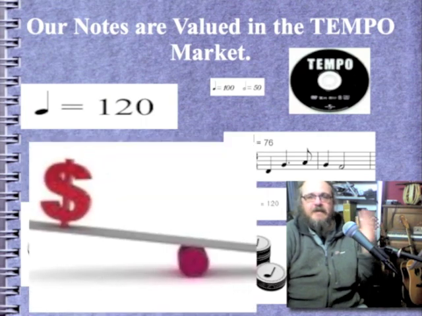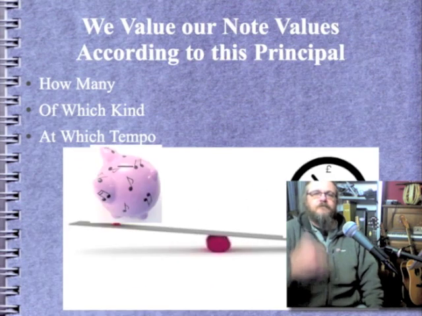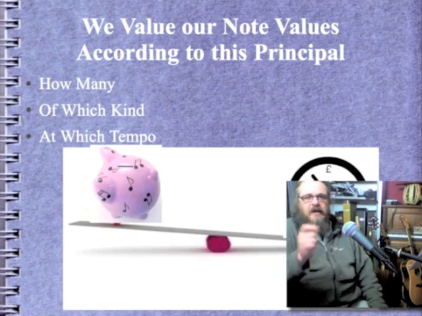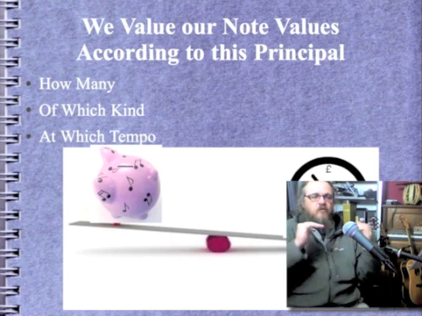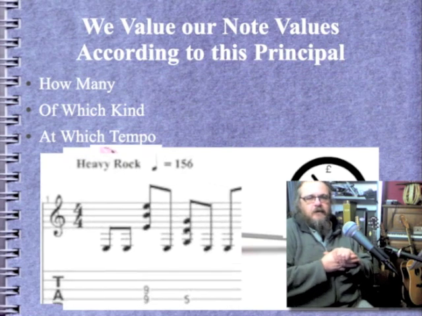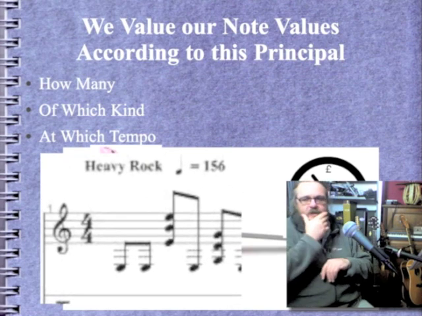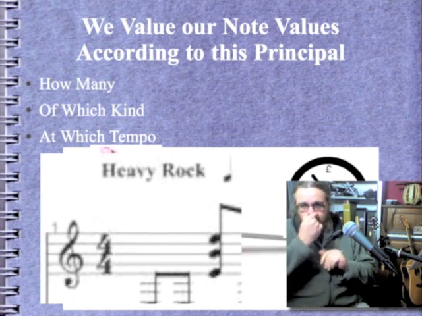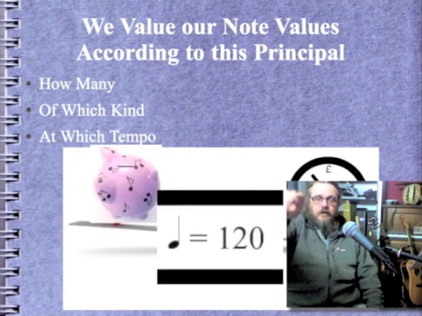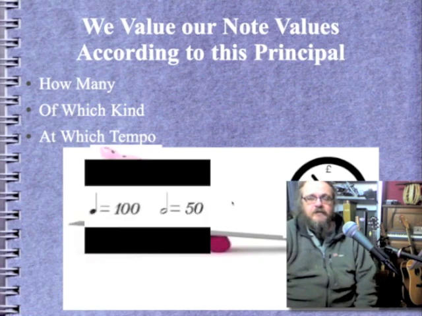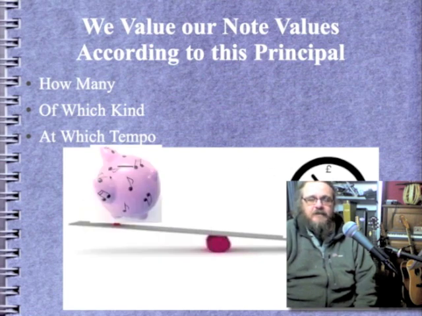Our notes are valued in the tempo market, and we value our notes according to this principle: how many notes, of which kind, at which tempo, for how long. So how many is the top number on the time signature, of which kind is the bottom number on the time signature, and at which tempo is the quarter note or half note or whatever it is in the metronome mark, at so many beats per minute. And so there you see, it's a variable exchange rate according to the tempo. The value of your notes in your piggy bank go up and down.